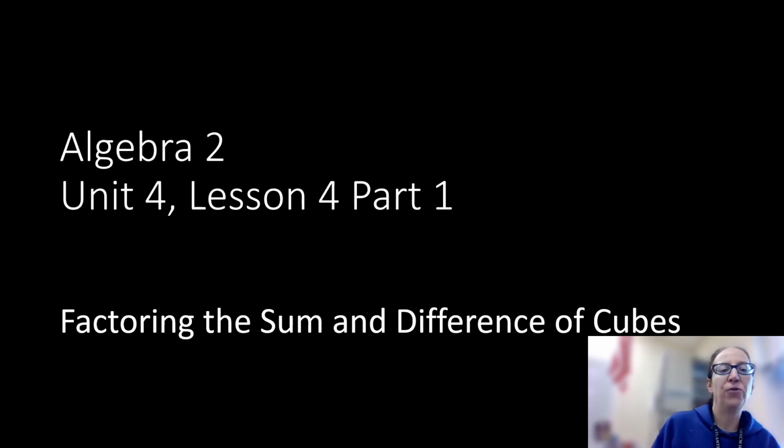All right, welcome to this lesson. This is Unit 4, Lesson 4, Part 1, which is factoring the sum and difference of cubes.